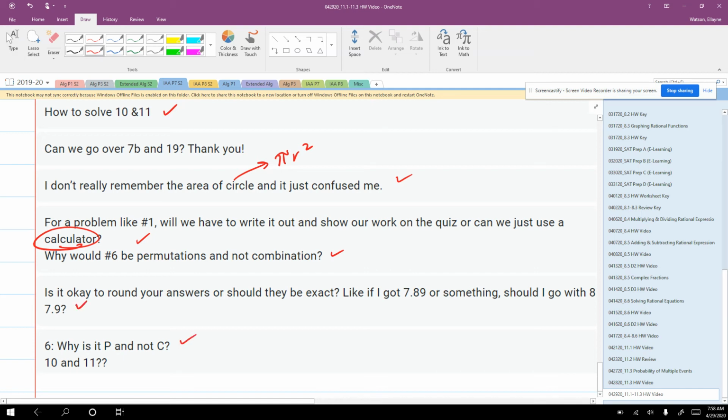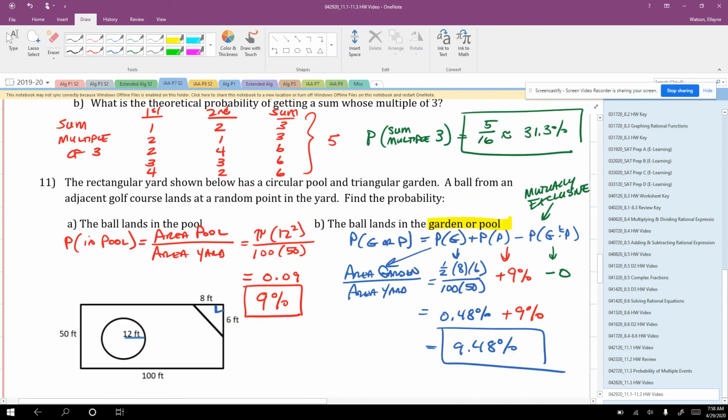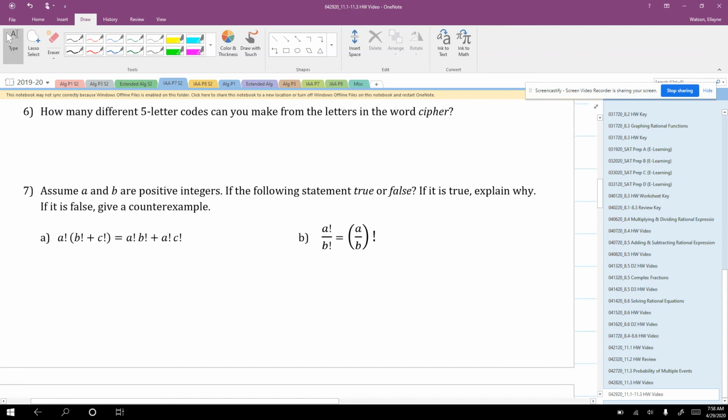6 I just went over, 10 and 11 went over. So the only one I need to look at is 7b and 19. 7b says, is it true or false? This one is going to be false. And here's a counter example. Let's do 4 factorial over 2 factorial. So a is 4, b is 2.